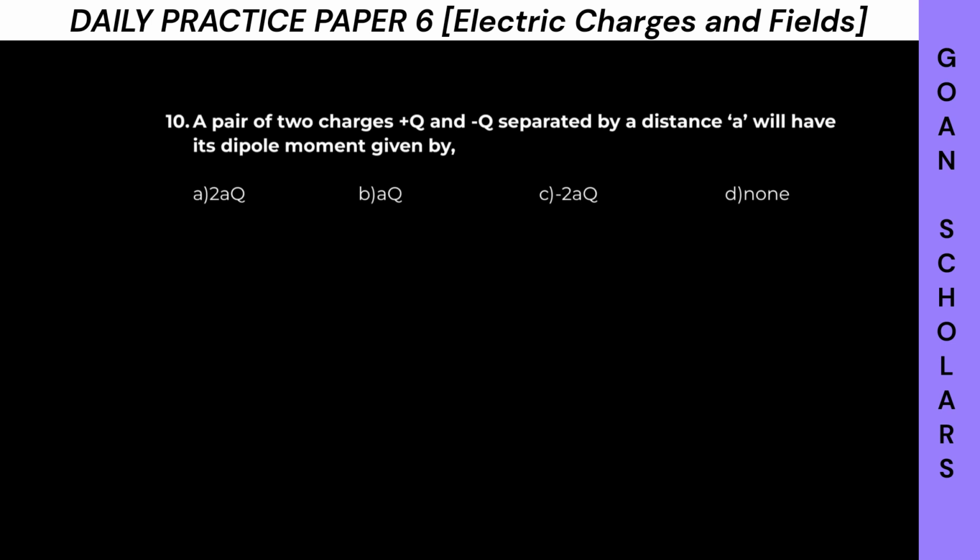A pair of 2 charges plus q and minus q separated by a distance a will have its dipole moment as. Now many students go wrong here because they assume that dipole moment P equals 2aq. But be very careful. This 2a in this case is a because it is separated itself by a. And what's the charge here? q. So you can take aq. So correct answer is option B and not A. Be very, very careful. The separation is a. We have taken it as 2a from the very beginning. Okay, this was paper 6.